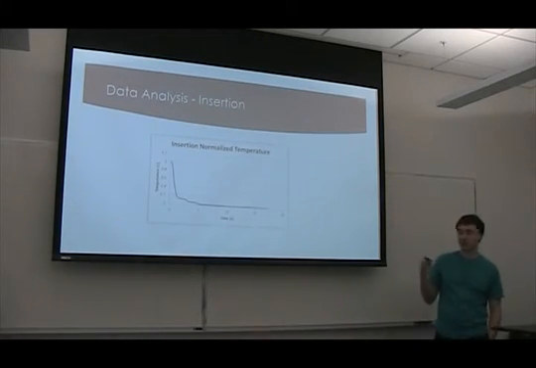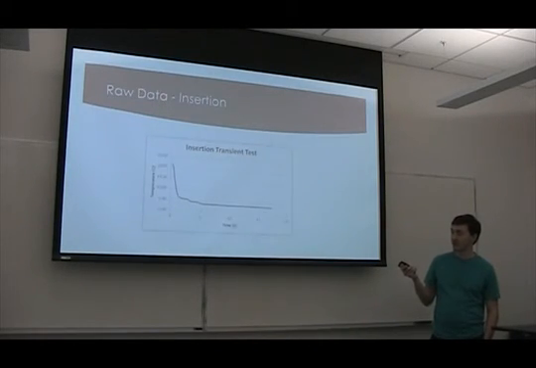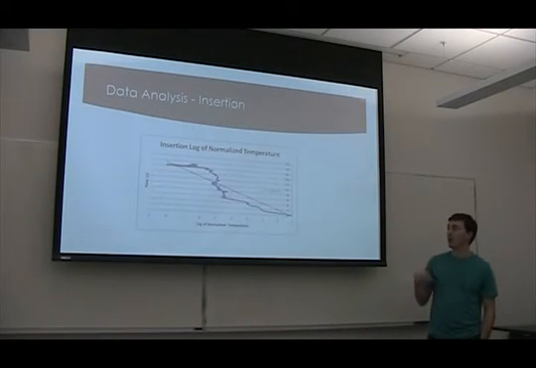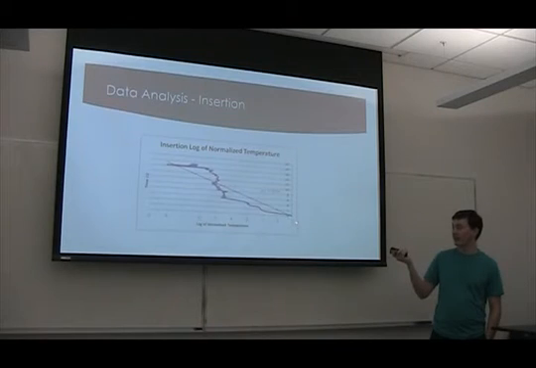As far as the normalized temperature versus time, it looks very similar to the original. It's just normalized from 1 to 0 rather than from the ambient temperature of 21 to 0 degrees. For the log of the normalized temperature, I set the y-intercept as 0 to make sure that there was no plus or minus right here. And for the insertion, the time constant ended up being 2.1823.